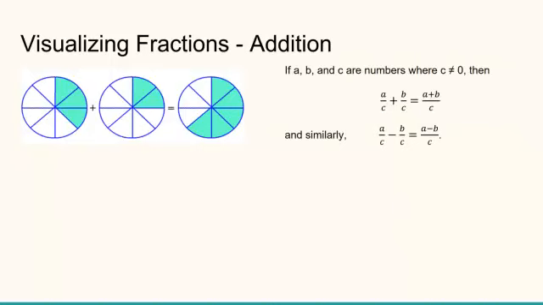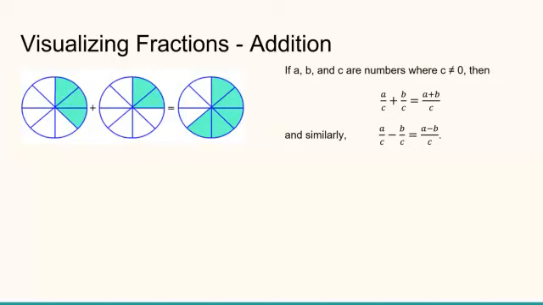So we have another little problem that we're going to look at. I like these ones that are visual. They're really cool. If A, B, and C are numbers where C is not equal to 0, because C is going to be our denominator here, so I can't have a pie that's not there because it's cut into no pieces. That doesn't even make sense.